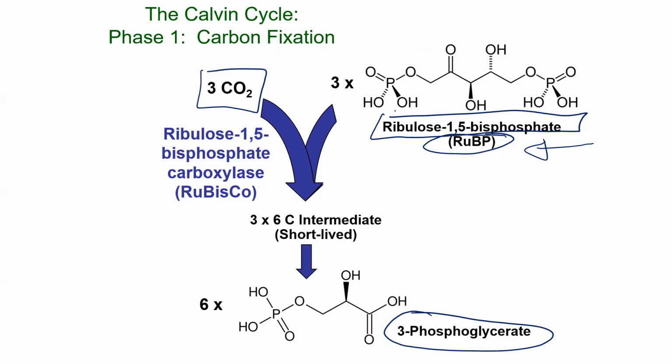The other thing to know is the enzyme that does this reaction. Some people have said that this may be the most important enzyme on the planet. So ribulose 1,5-bisphosphate carboxylase. So that means it takes the RUBP and adds a carbon dioxide to it. So you don't need to know the full name, but you should know Rubisco.